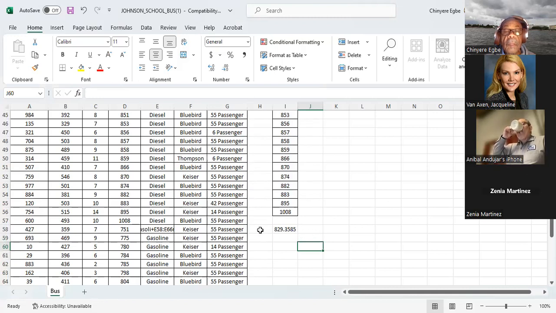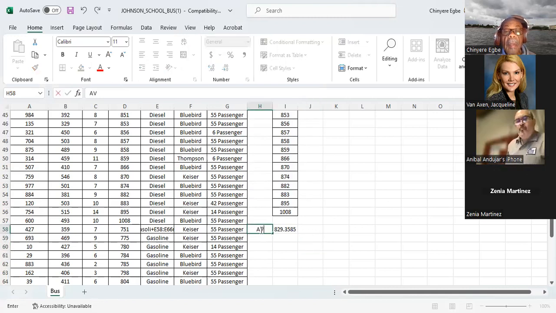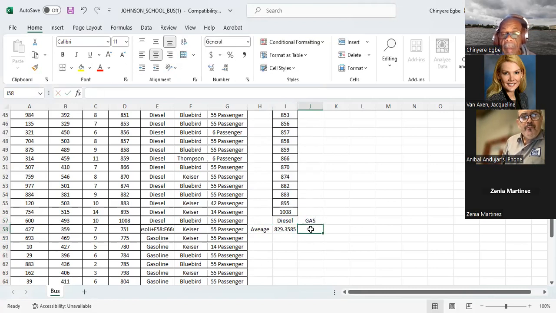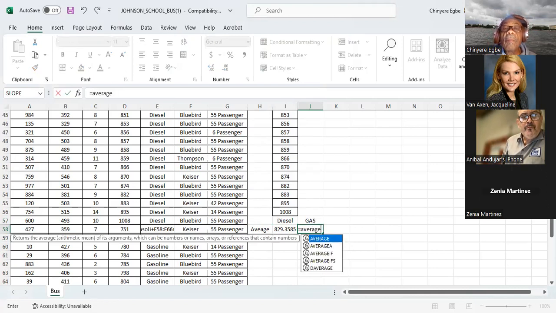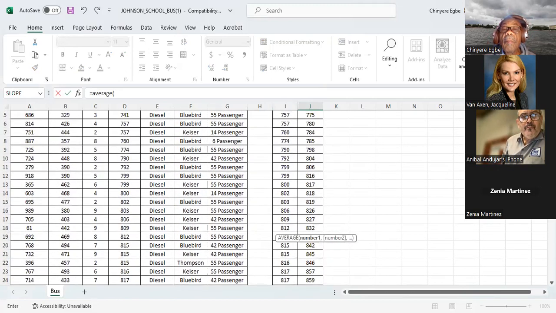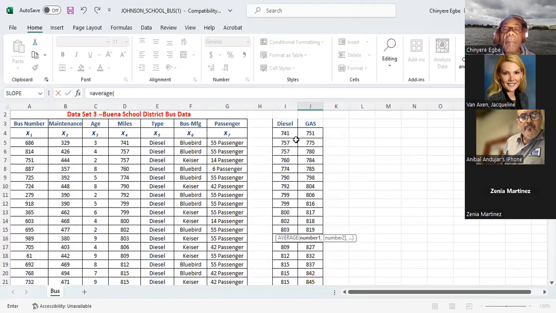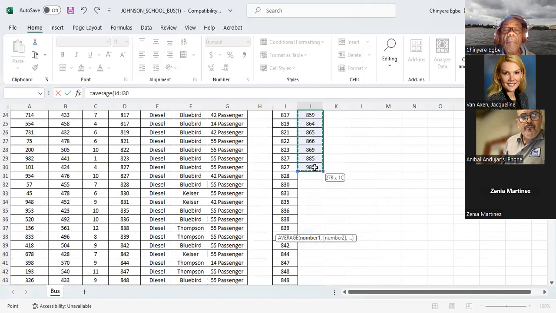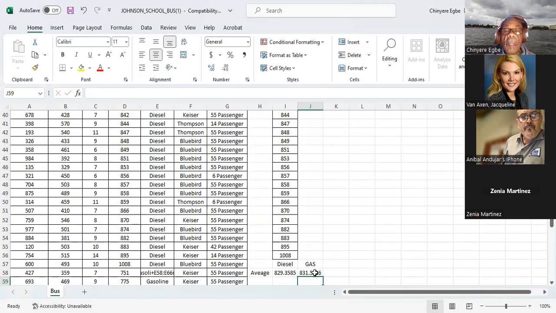Okay, this is average. And this is diesel. And this is gas. So here, I will go again, equals average. So you have your averages. It's very simple.